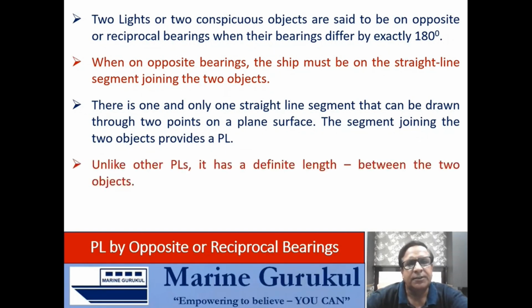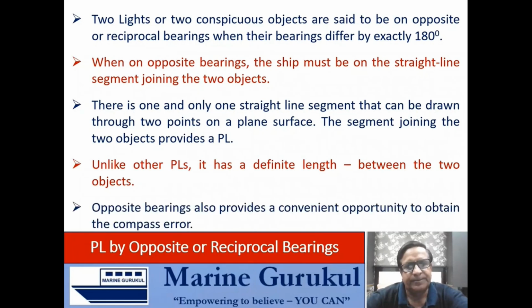Unlike other PLs, this PL has a definite length. The segment is only between, or the PL length is only between the two conspicuous points. This PL cannot be indefinitely extended like the other ones. Opposite bearings also provide a convenient opportunity to obtain the compass error.